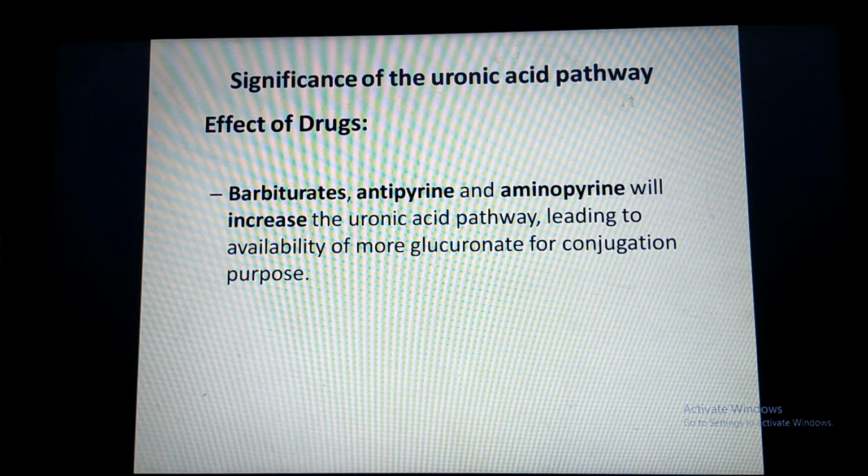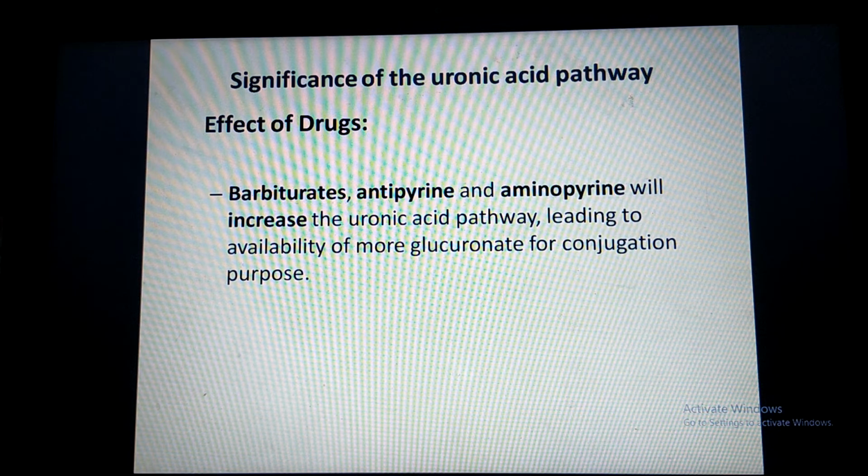Now, effect of drug on uronic acid pathway. The drugs like barbiturates, antipyrine and aminopyrine, when they are taken, they stimulate the uronic acid pathway and therefore synthesis of glucuronic acid increases in the body, and they are used for conjugation of various substances.